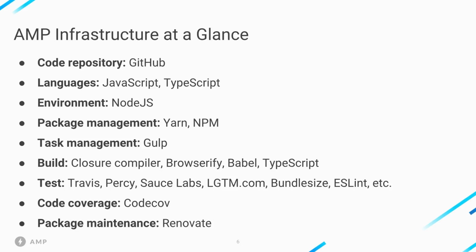Following that, some of the tools we use for building. For starters, the version of AMP that we release to the world is compiled using the Closure compiler. In addition to that, we'd like to make the development flow as fast and as quick as possible, and so we have versions of our builds that are much faster and much more instant.